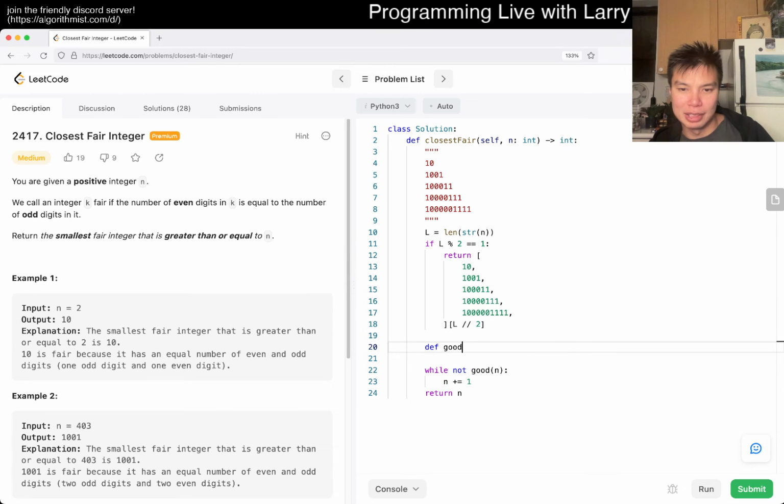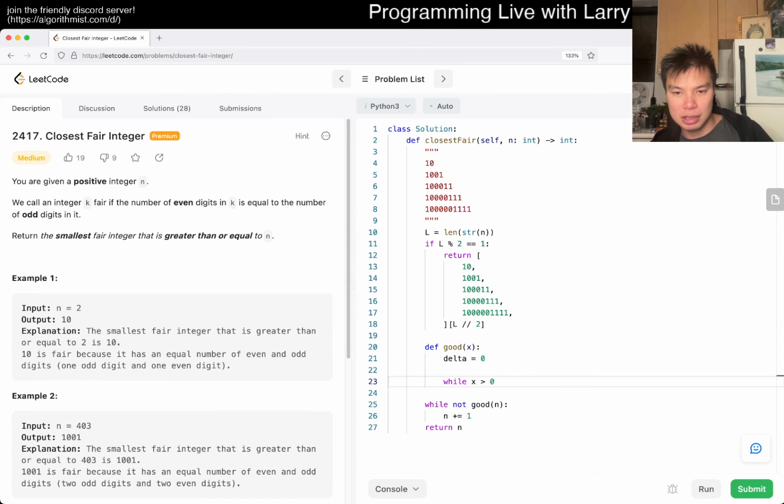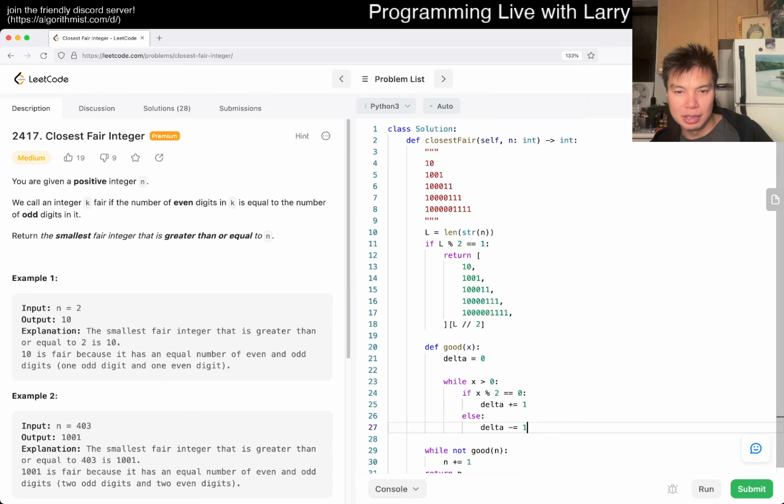And good is just, we convert x to a thing. Oh, we don't even have to, right? We just go delta 0, 0 while x is greater than 0. If x mod 2 is 0, 0, delta 1, else delta minus 1, and then x, oh, whoops, divided by 10, right? And then we just return whether the delta is 0 to 0.